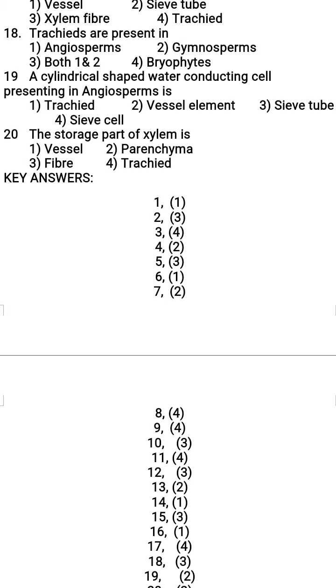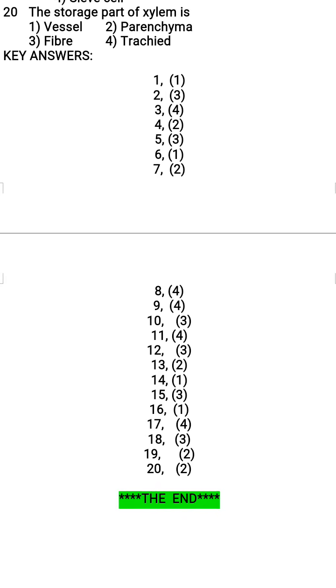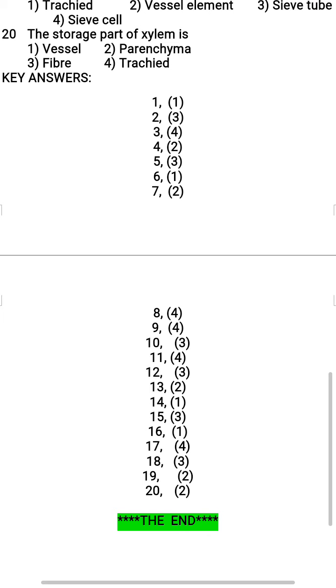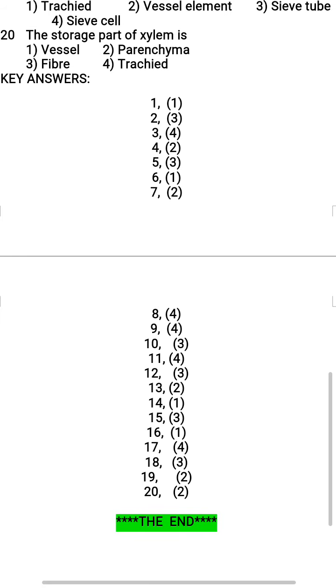Last but not least, an important one: a storage part of xylem is. Let's look at the options. Option 1 vessel, option 2 parenchyma, option 3 fiber, option 4 trachea. The correct answer is option 2, parenchyma. The parenchyma performs main functions such as photosynthesis, storage and secretion, right? So a storage part of xylem tissue is parenchyma tissue, which is a living tissue.